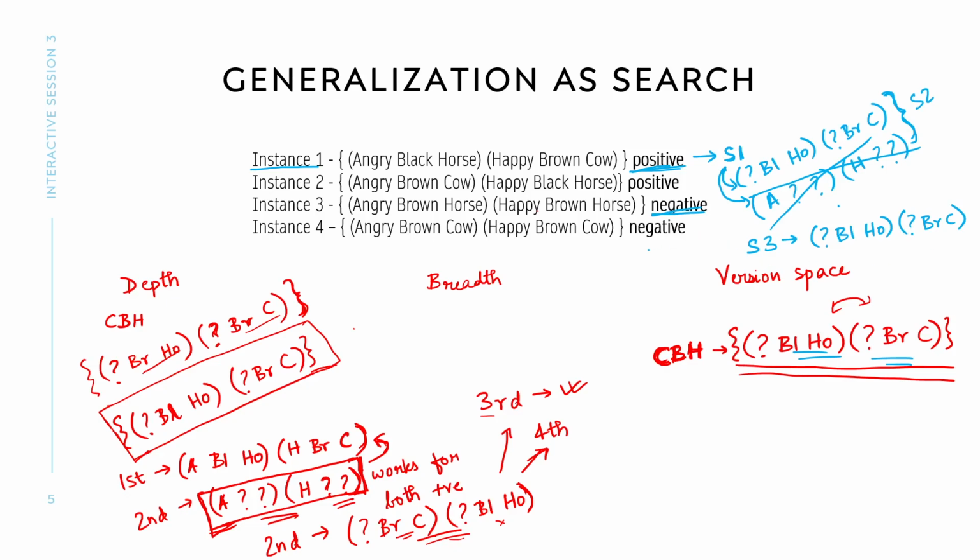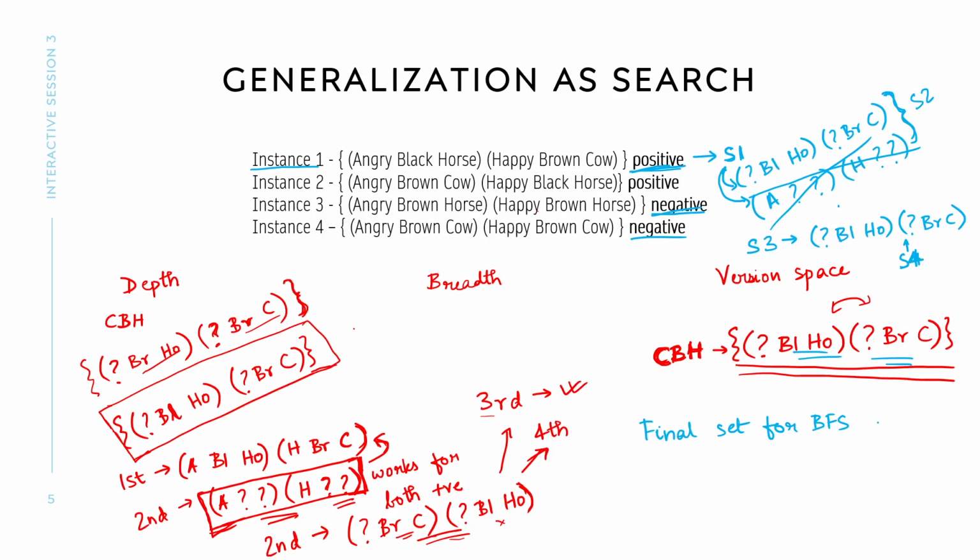Finally I'll go to S4, my fourth example. Thankfully, it is automatically being negated by S3. So S4 is also the same as S3. This is my final set for breadth first.